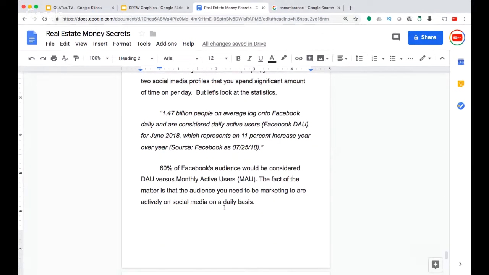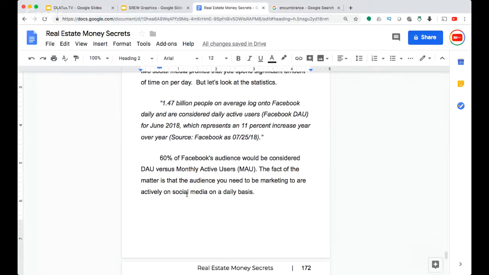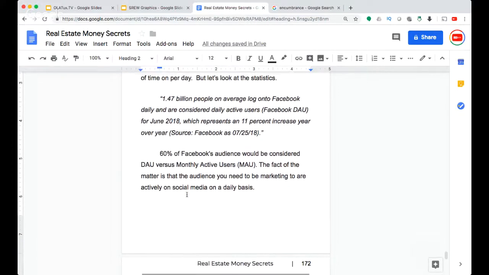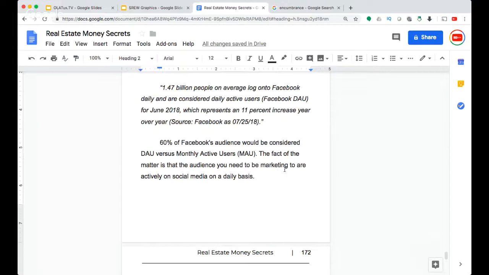1.47 billion people on average log on to Facebook daily and are considered daily active users for June 2018, which represents an 11% increase year over year. Source: Facebook as of 7/25/2018. 60% of Facebook audience would be considered DAU, that means daily active users, versus monthly active users. The fact of the matter is that the audience you need to be marketing to are actively on social media on a daily basis.